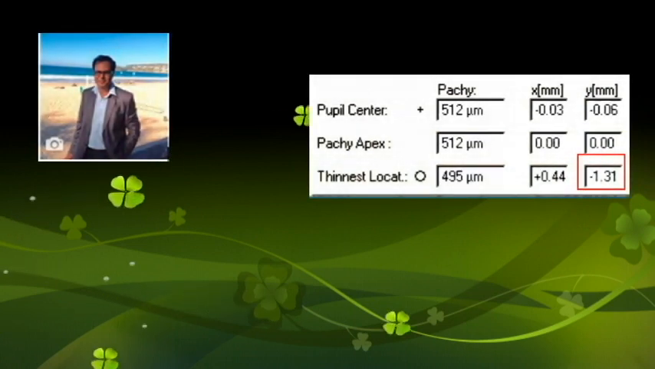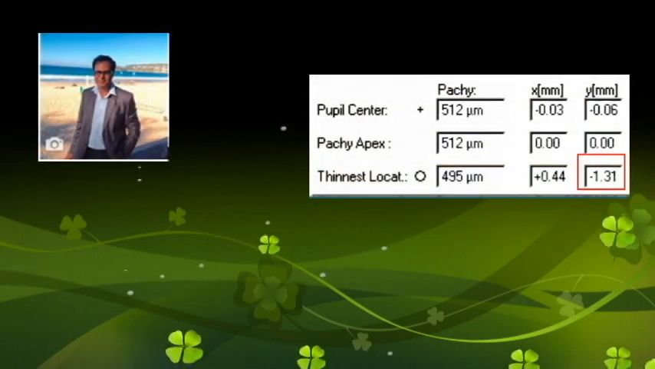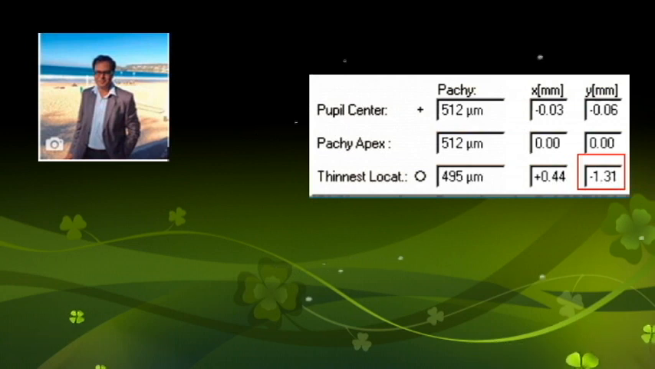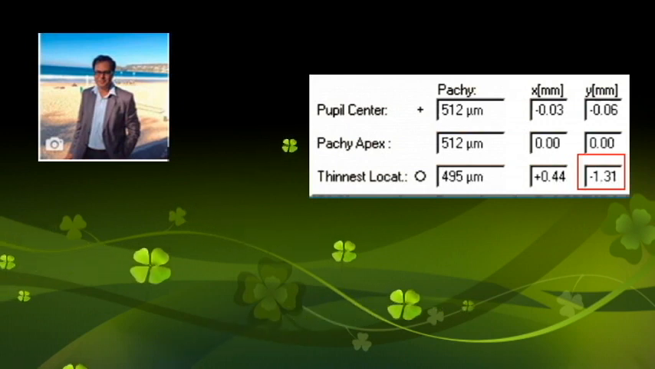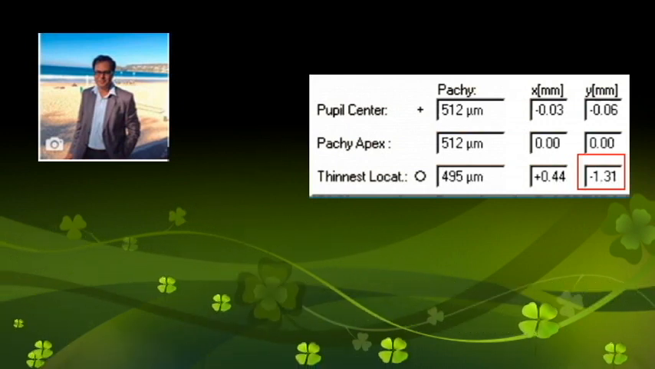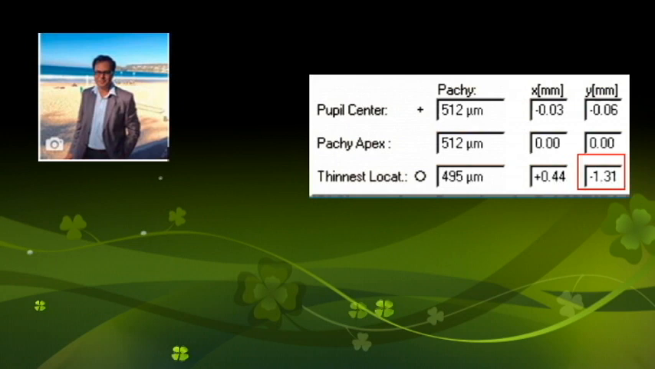In this example, the patient has the thinnest location y coordinate, which is again inferior, but it is inferiorly displaced too much, minus 1.31, which is again more than 500 microns. This patient again is a suspect and not a very good candidate. So these are some of the considerations that we have to look into.